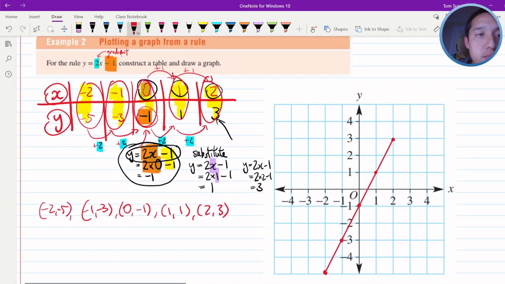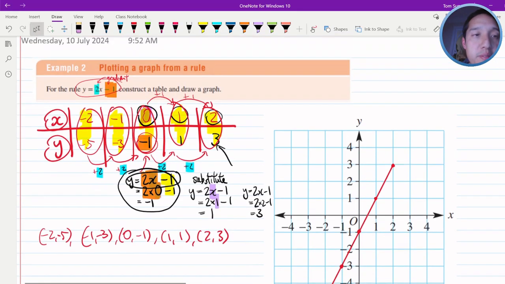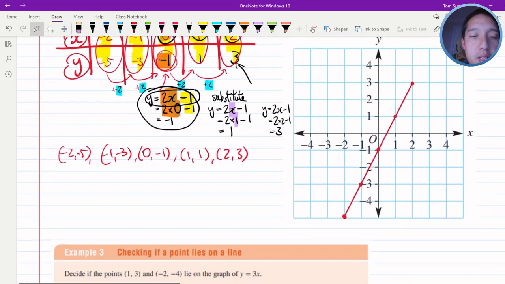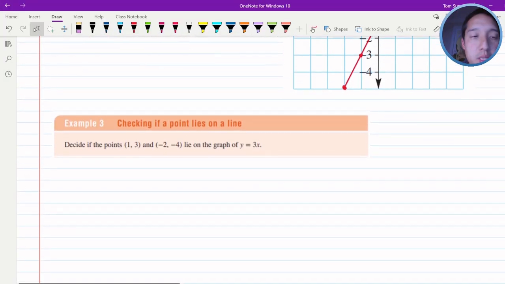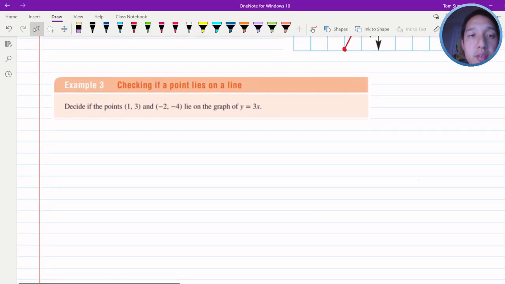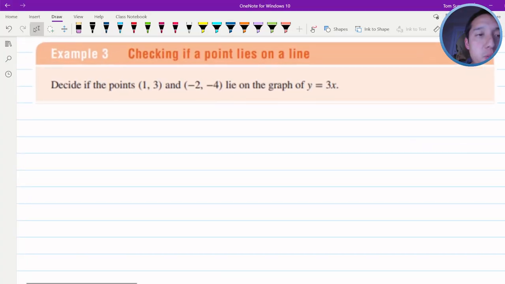This sort of equation, y equals 2x minus 1, is what we call a linear equation because it will always create a linear graph. Now, you will have to be able to do that. And next on, we're going to do this question so you'll be ready for the chapter. Decide if the points (1, 3) and (-2, -4) lie on the graph of y equals 3x.